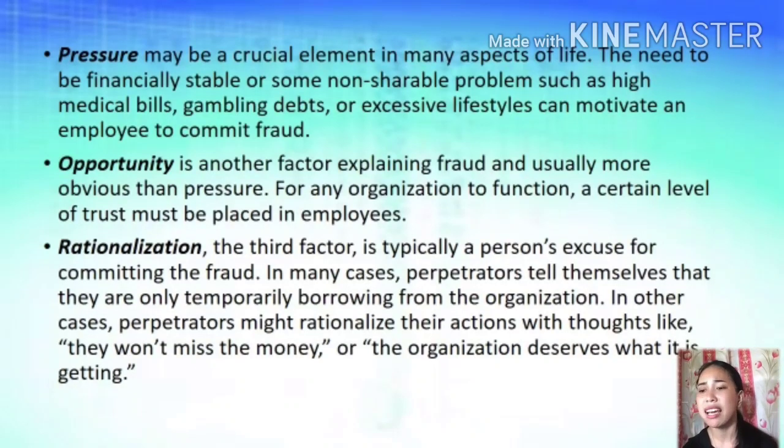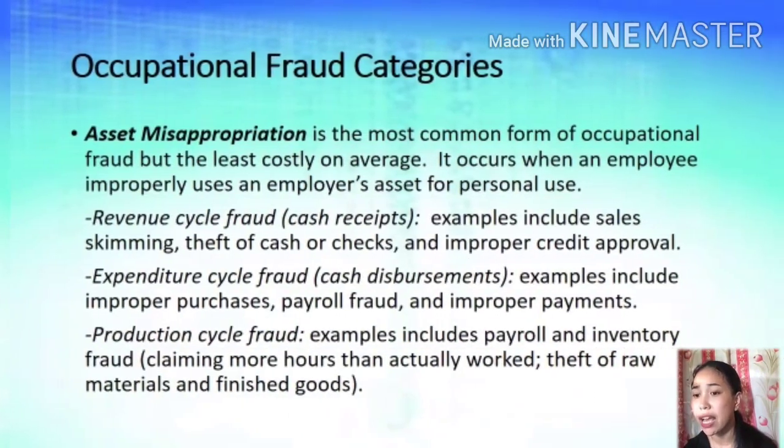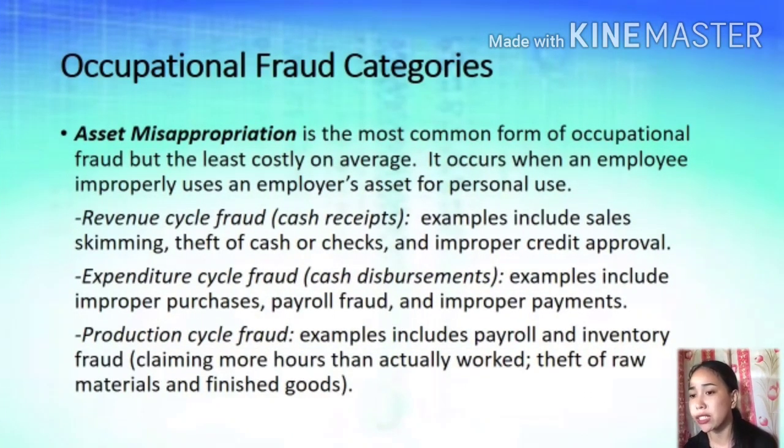Second, opportunity is another factor explaining fraud and is usually more obvious than pressure. This factor arises when an entrusted employee violates the trust by taking advantage of their position to commit fraud. Lastly, rationalization. The third factor is typically a person's excuse for committing the fraud. It is like an excuse of borrowing the money.